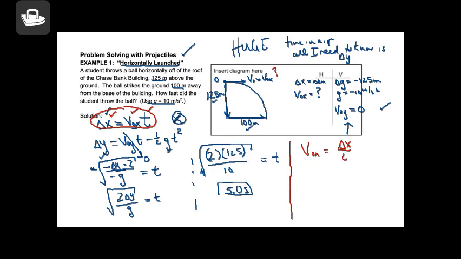So this ends up becoming a two-step problem. If you think I need to solve for this horizontal velocity and I don't know what time is, 99% of the time, you're going to use the information on the other side of the table to solve for time first and then come back to it.